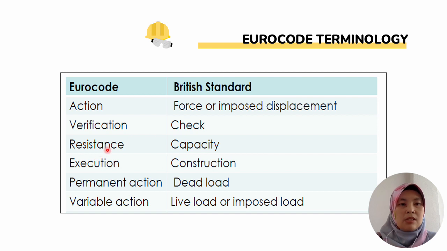Then we have resistance versus capacity, execution versus construction, and permanent action versus dead load. This is one of the main terms that has changed in the Eurocode, whereby we change the word action as well as the term permanent action. And then we also have variable action versus live load or imposed loads.